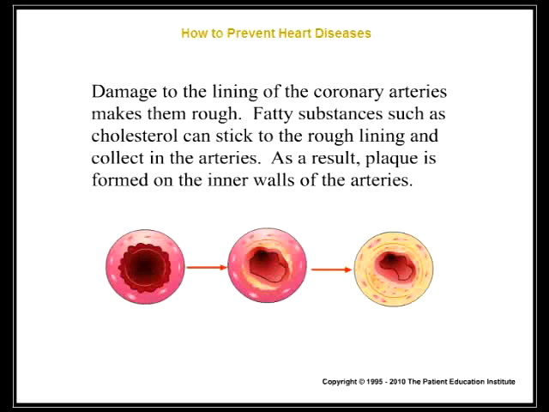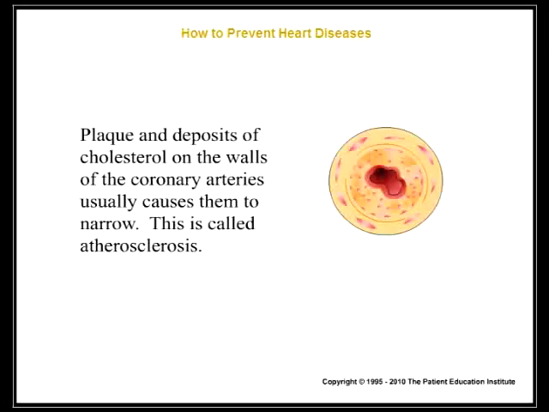Damage to the lining of the coronary arteries makes them rough. Fatty substances such as cholesterol can stick to the rough lining and collect in the arteries. As a result, plaque is formed on the inner walls of the arteries. Plaque and deposits of cholesterol on the walls of the coronary arteries usually cause them to narrow. This is called atherosclerosis.